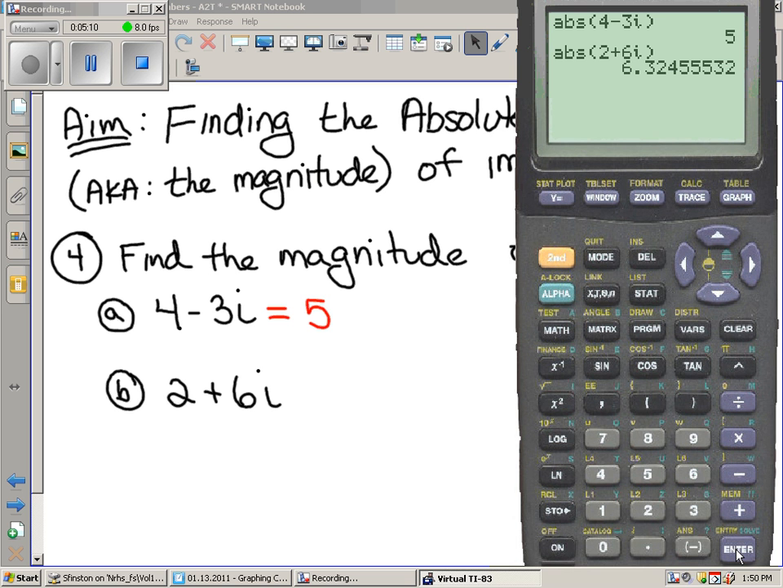Hit the enter button. Okay, maybe this can be turned into a fraction by your calculator. Maybe. Math, frac. Nope. So if it can't be turned into a fraction, what kind of number is it?